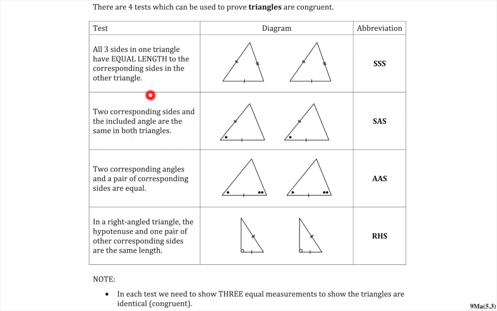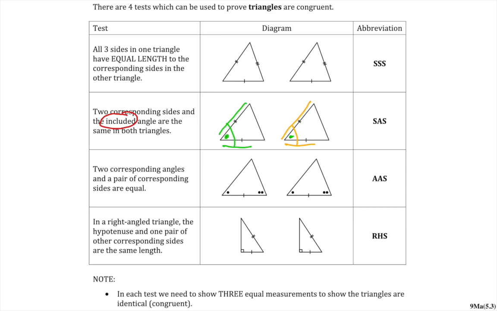Now I'm going to look at the second test. I have 2 corresponding sides and the angle, the included angle. That's important, that word included. The included angle between them. So here's a side, here's a side, here's a side, here's a side. When I look at those 2 sides there, they meet and create the angle where the dot is. When I look at these 2 sides here, they meet and they create the dot.